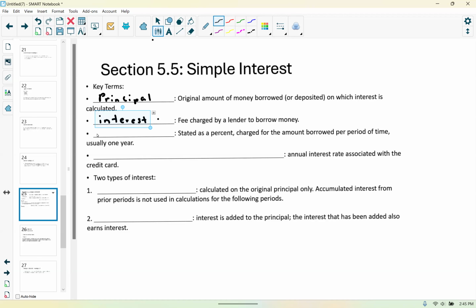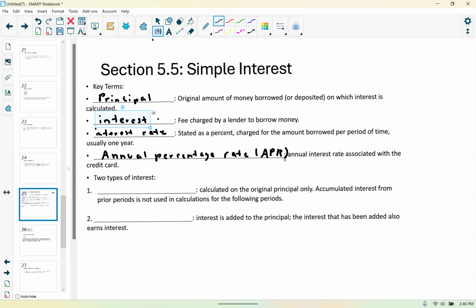So the interest rate, and that first word is interest, is stated as a percent and is charged for the amount borrowed per period of time, and usually 1 year. And then you've probably seen the APR, which is on credit cards. That's the annual percentage rate, which for short is APR. And that's the annual interest rate associated with credit cards.